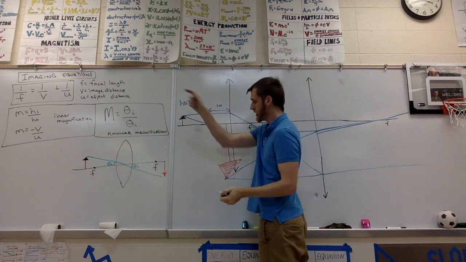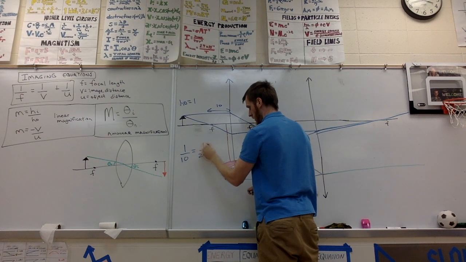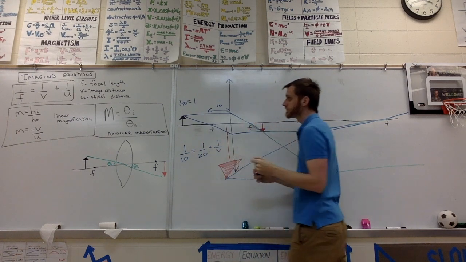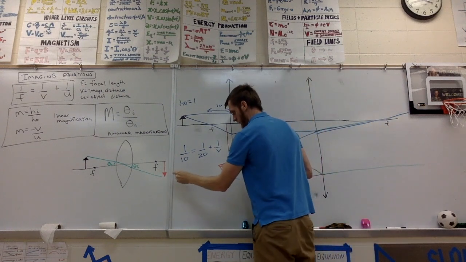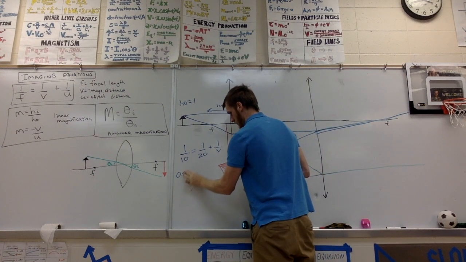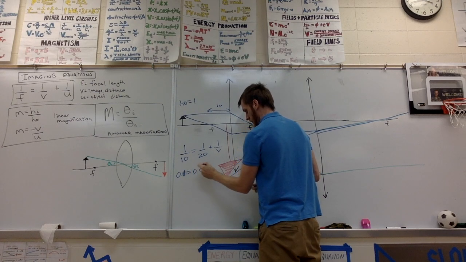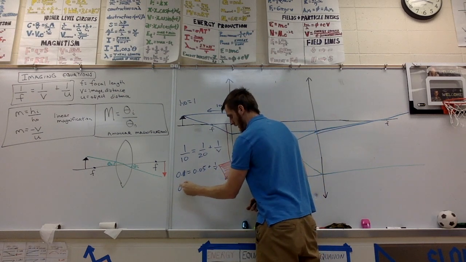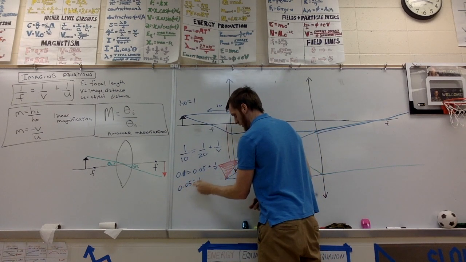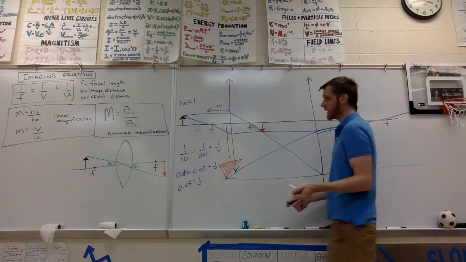So using that equation, 1 over 10 equals 1 over 20 plus 1 over v. I just did it backwards. This is 0.1 equals 0.05 plus 1 over v. Subtract 0.05, 0.05 equals 1 over v. Multiply by v, divide by 0.05, and you get that v is 20.